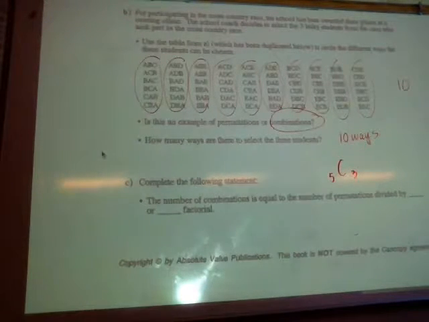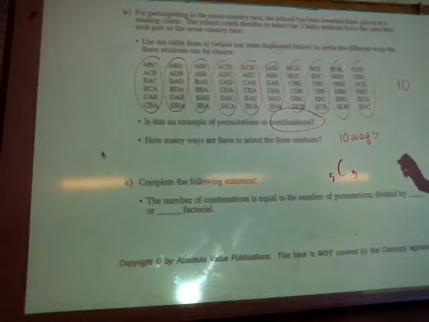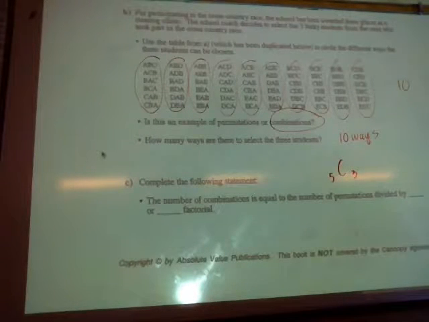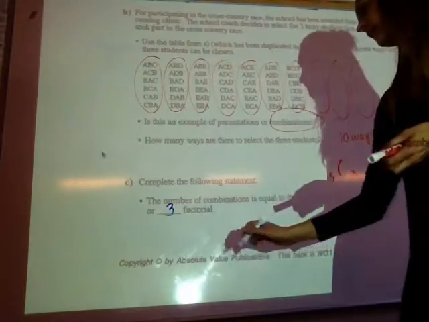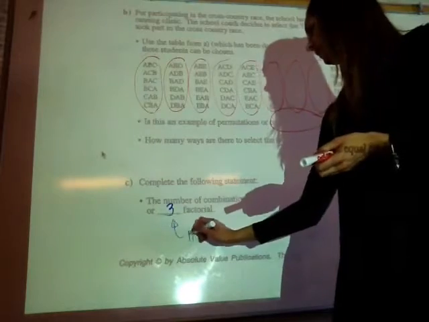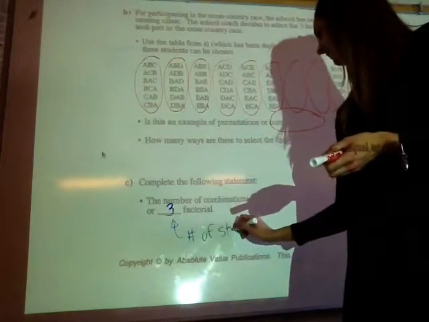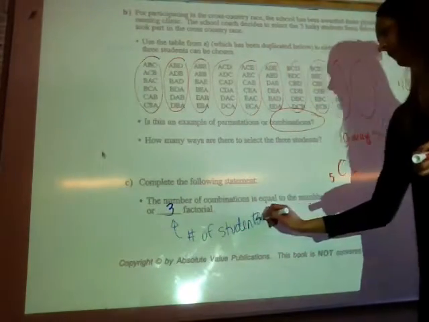Okay, so at the bottom here, the number of combinations is equal to the number of permutations divided by what? So we had 60 permutations. If it has to equal 10, then we had to divide by 6. Okay, as a factorial, what equals 6? 3 factorial. Okay, and we're getting that number from the number of students that we're going to pick.